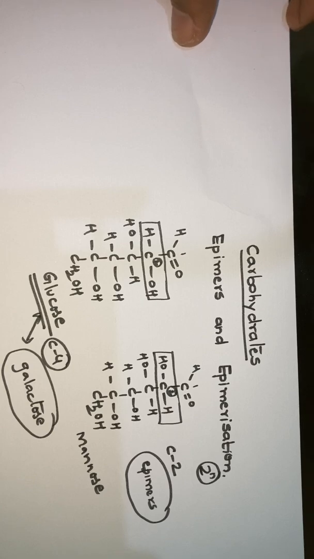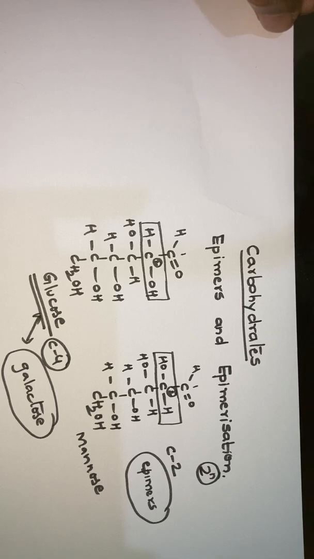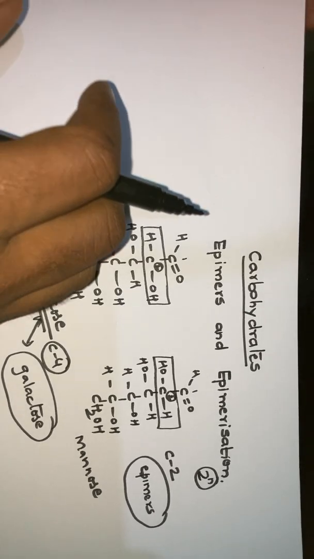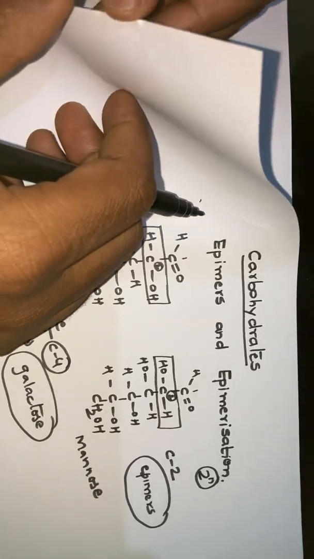Now let us see the epimerization process: how to change the configuration at one of the asymmetric carbon atoms. We call that an epimerization process. Epimerization involves the conversion of one epimer into another, that is, conversion of glucose into mannose. So we are converting one epimer to another, and we call that process the epimerization process.